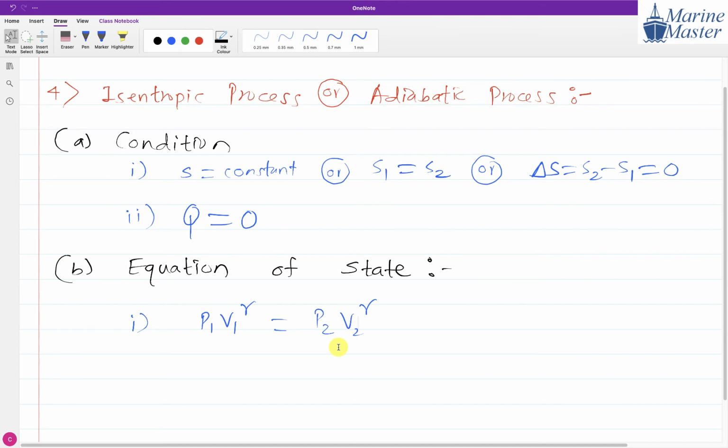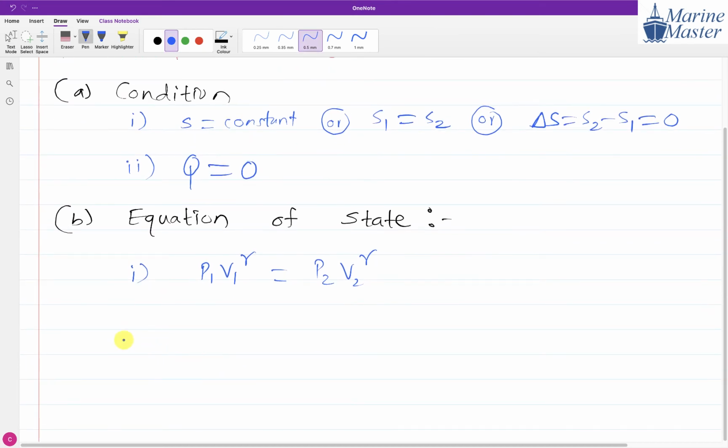What is the meaning of gamma? Tell me. We have seen earlier in the beginning of this chapter. Gamma is the adiabatic index or isentropic index. Correct. And why have we given that name? Because we are using gamma as the index for the isentropic process or adiabatic process.